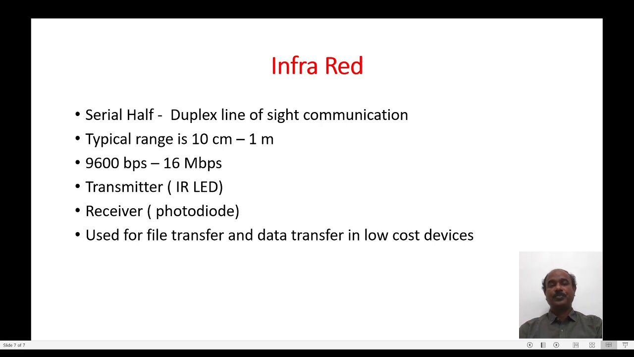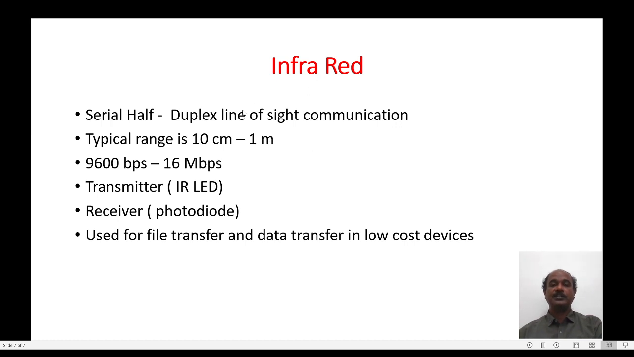This infrared light allows serial half duplex communication. Half duplex means the data will flow from one side to the other side, but not bidirectionally at the same time. Just remember. And one more important point you have to remember about infrared communication is that it is line of sight communication. That means the transmitter and the receiver should be visible to each other. Then only the communication can take place.